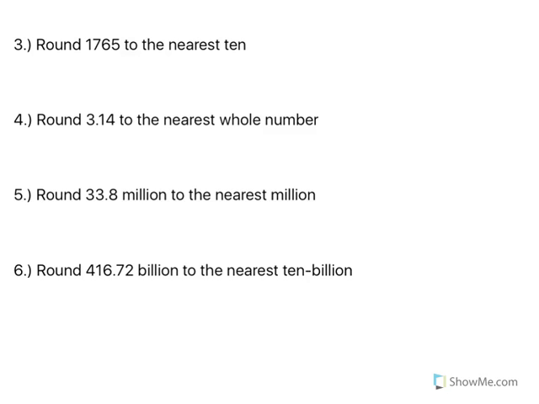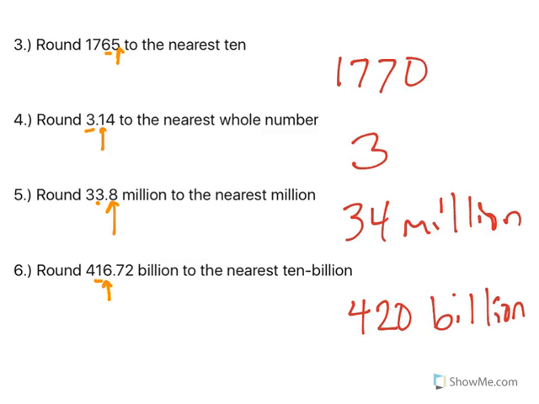It's either going to go up or it's going to stay the same, and because 4 is less than 5, it stays the same. I want you to try this page, so hit pause, try it, and then come back and hear the explanation. All right, you can see that I've underlined the place value. So number 3, nearest 10. 6 is in the 10 spot. I look at the 5, which rounds up, and I end up with 1770. Everything in front of the number you're looking at stays the same.